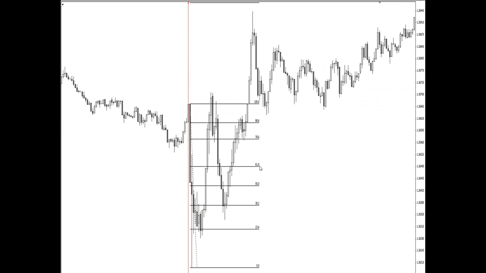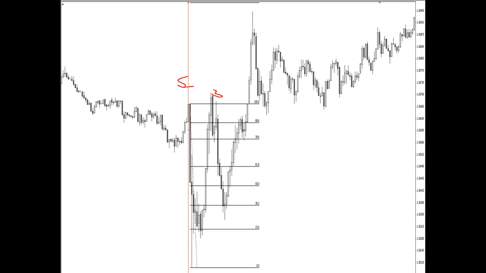I don't want to see the golden ratio, 61.8. No, I want to see 78.6 or 88.6. Now, this is 5 pips above this level. Stop loss should be placed here. This is 3 pips, and this is 5 pips above. So 5 pips above the first initial spike high.